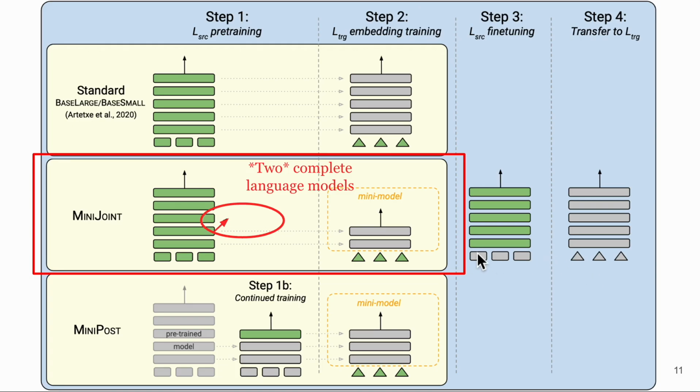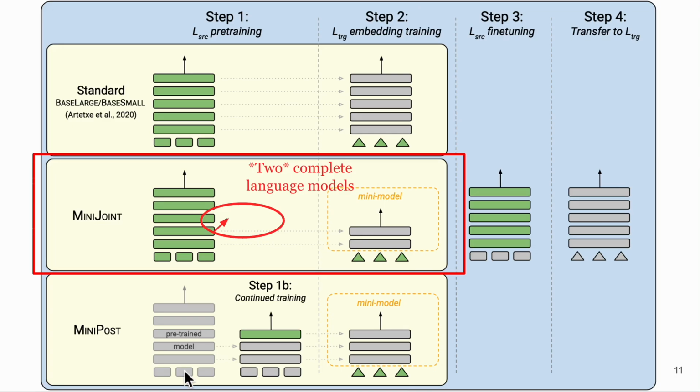So the computational savings that we're looking at here is coming in this step 2, the target language embedding training, whereas before we had to train these embeddings upon the entire model, doing the full forwards and backwards pass, which was quite computationally expensive. Now we can just do the forwards and backwards pass over the smaller mini model, so we get quite a large computational savings.